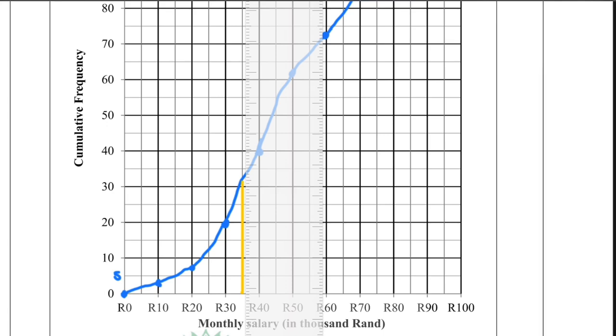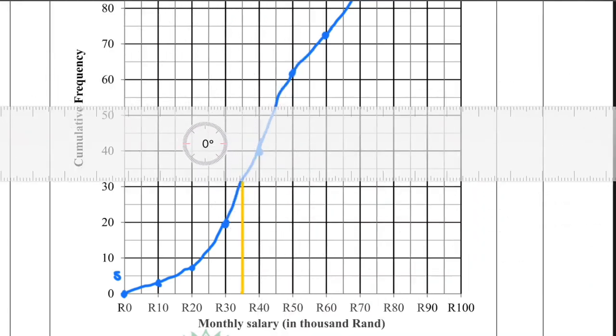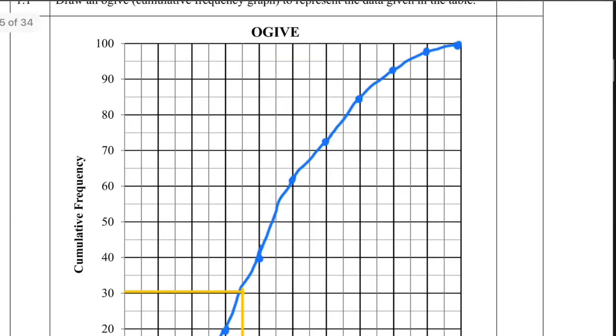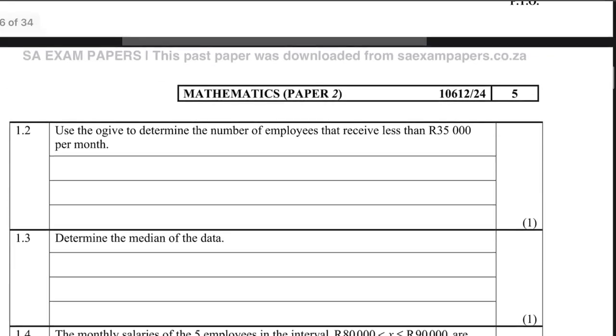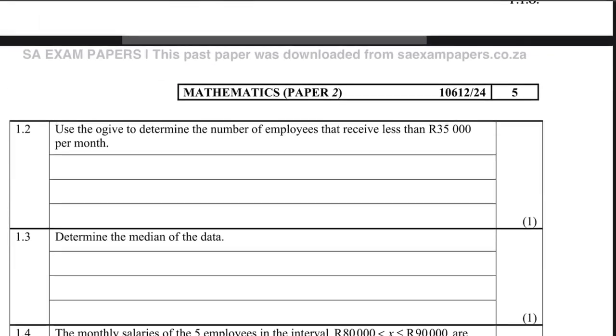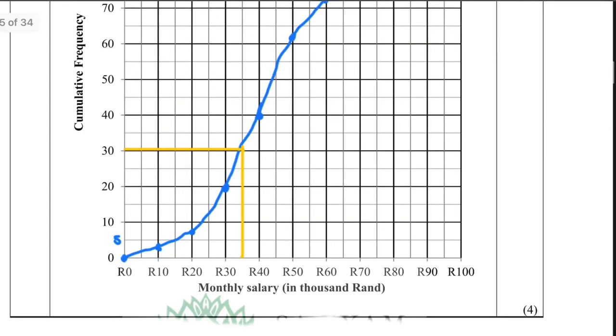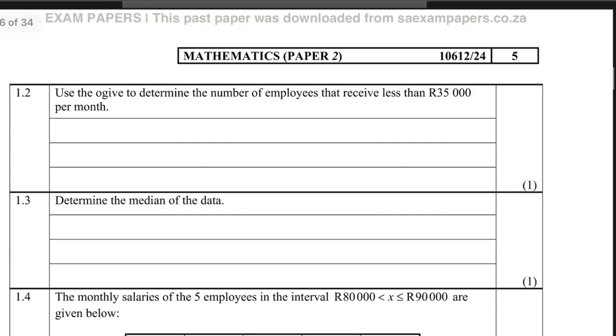And then now we go left to find the cumulative frequency. So somewhere around 30, 31 there, 29, 30, 31. Yeah, depending on how you plotted your lines, right? So what is the question saying? Use the cumulative frequency graph to determine the number of employees that receive less than 35,000. So it's 30, 31, 29, somewhere there. But I think I'm slightly above, so let me go with 31.